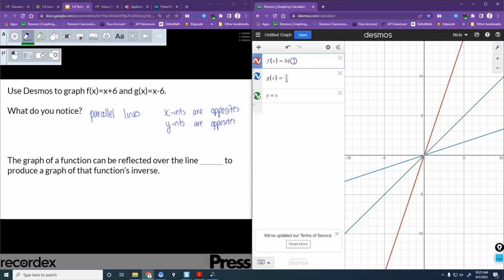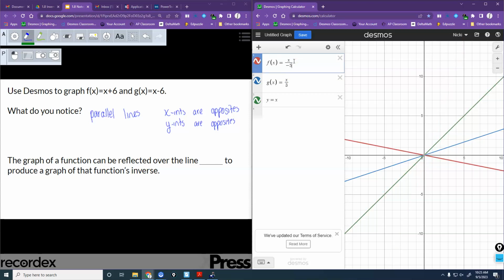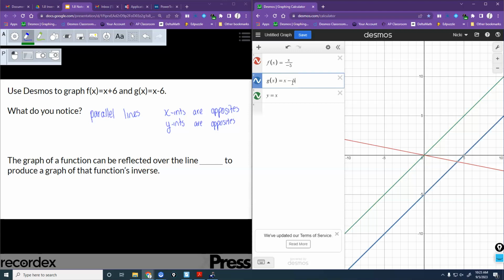What if my original was x divided by negative 5? What would the inverse be? X times negative 5, or I could do negative 5x. Oops, I did x minus 5. X times negative 5.